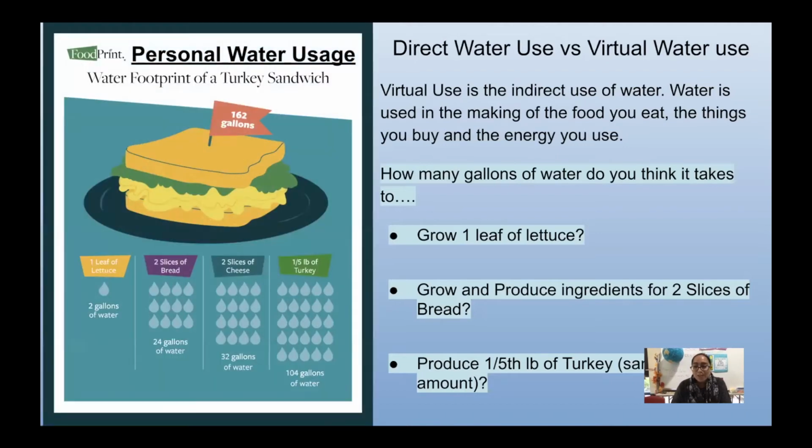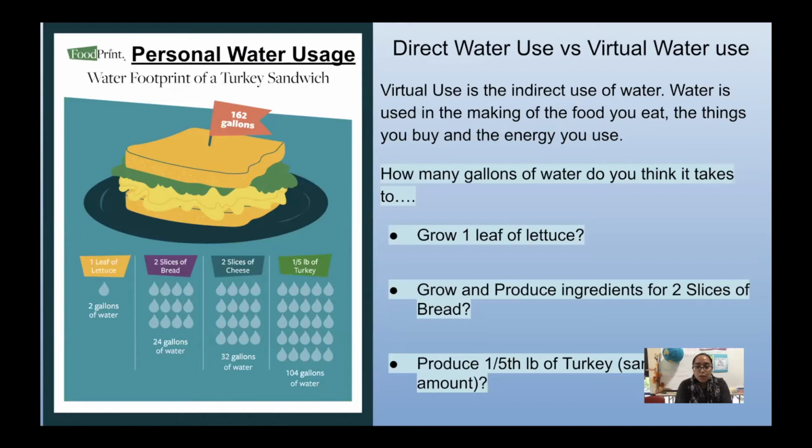So it takes about 2 gallons of water to grow that leaf of lettuce. And then for 2 slices of bread, it takes about 24 gallons of water. So think about the water that's needed to help the wheat or the grains grow. Think about the water that's used in the factoring process, in the manufacturing process.